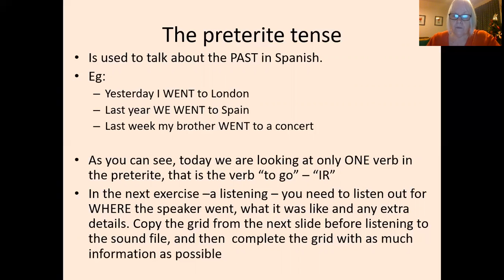So this is one we're going to do listening next, where you're going to be listening out for where the speaker went, what it was like, and any extra details. So before we do that, please just write down the first section of this slide. So the present tense is used to talk about the past, and then the examples, please. You don't need to write down the last bullet points on the slide.